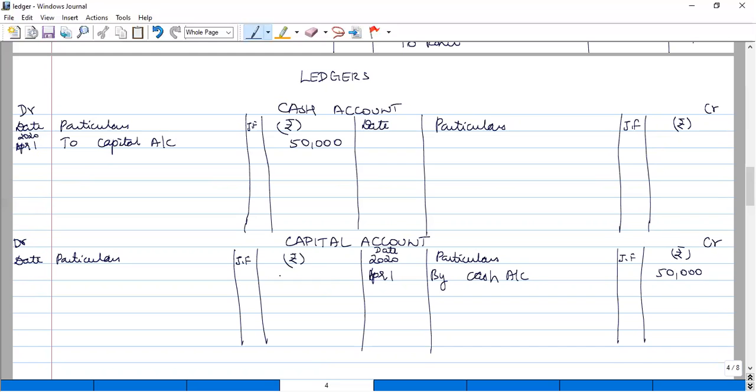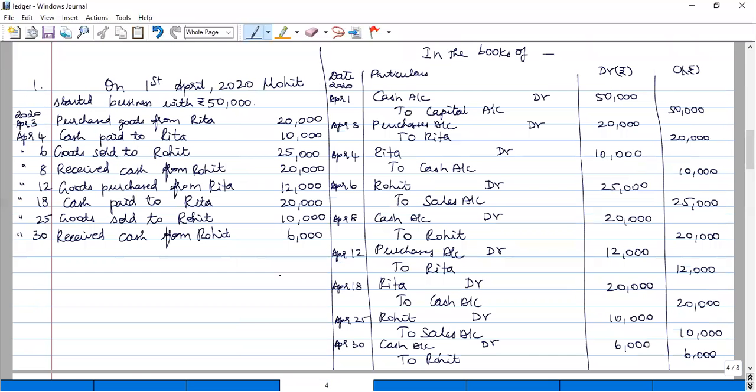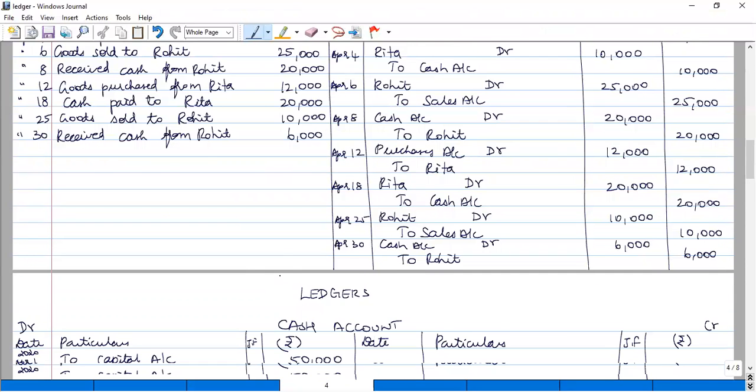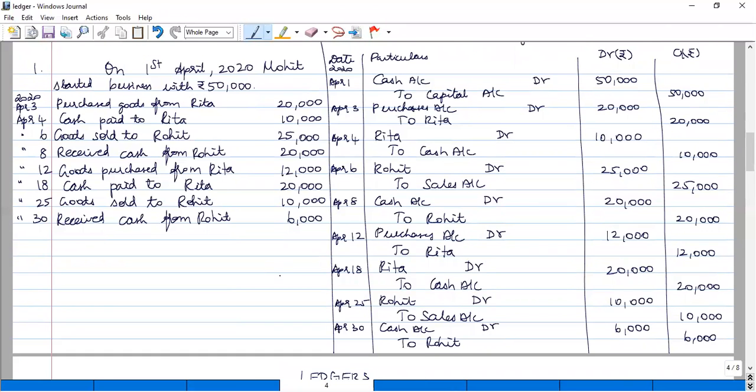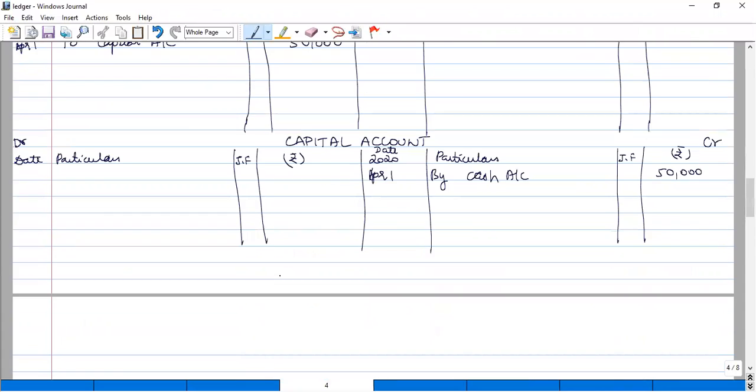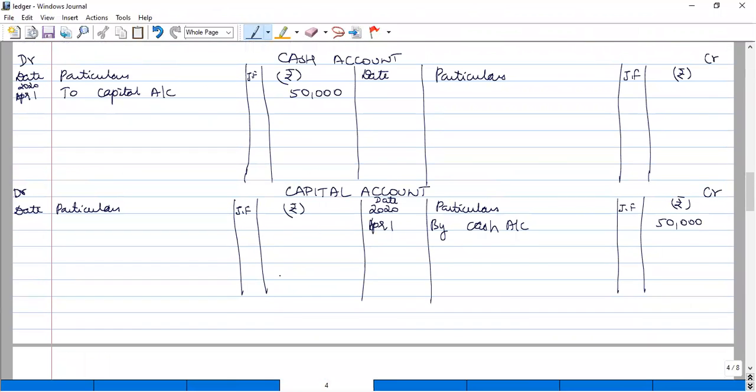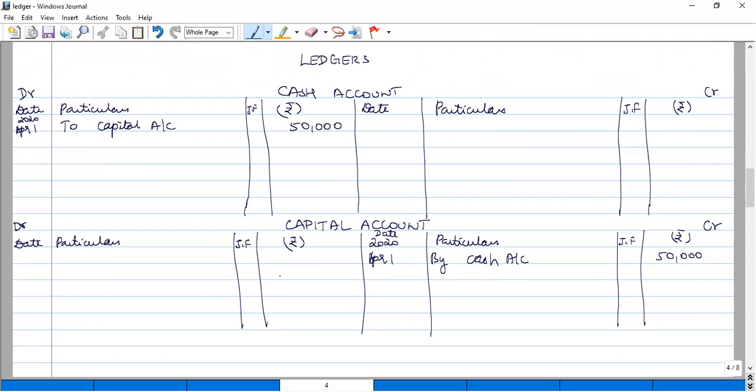So in the first transaction, we have two accounts involved, cash account and capital account. We have debited cash account. Same way in the cash account also, we have debited the account, but we have stated the reason for the debit. Okay, the reason for the debit of cash account is it has been brought as capital. Now we have credited capital account in the journal entry. Same way, we have credited the capital account and we have stated the reason. Okay, capital account has been credited because capital has been brought in cash. Okay, so that is why it is by cash account.